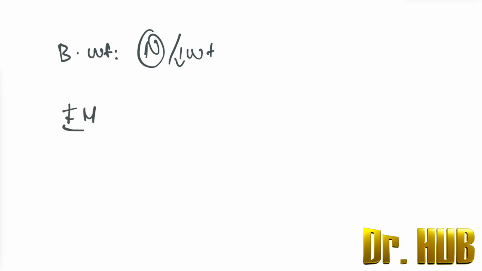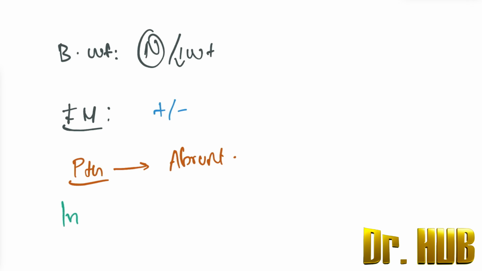Now, what about the family history? Under family history, it may or may not be positive. The presentation is going to be abrupt. The insulin requirement is going to be absolute.